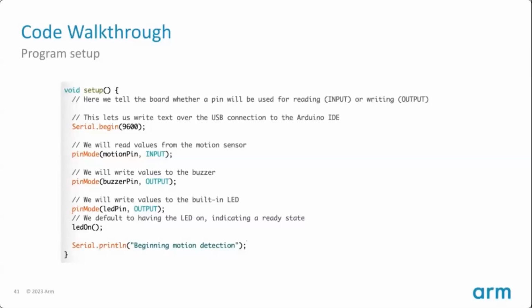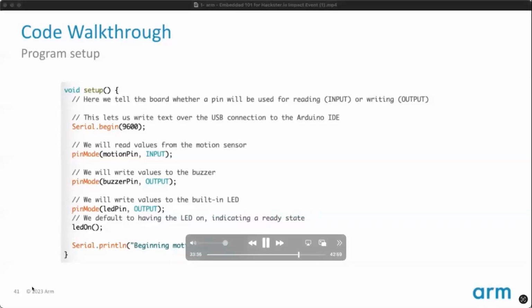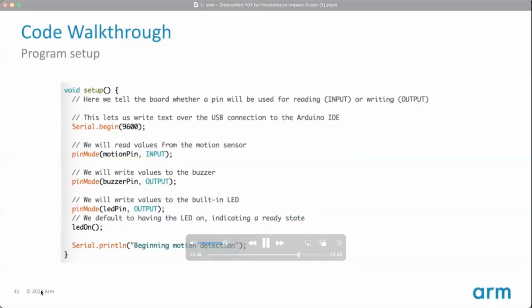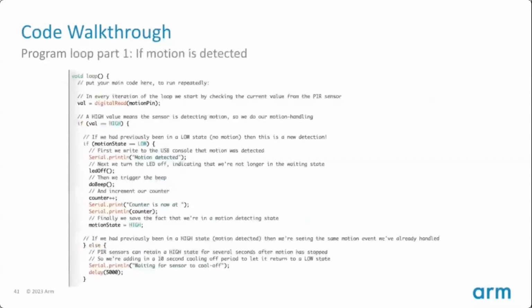And the last thing we're going to do in this setup is we're just going to write a line to our serial output saying that our device is ready to begin detecting motion. So that's it. That's all the setup that we need to do. Like I said, the Arduino Core does a lot of other stuff in the background that you don't need to worry about. The next main function that we're going to write is our loop function.